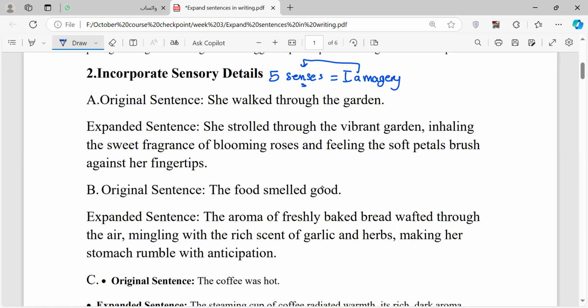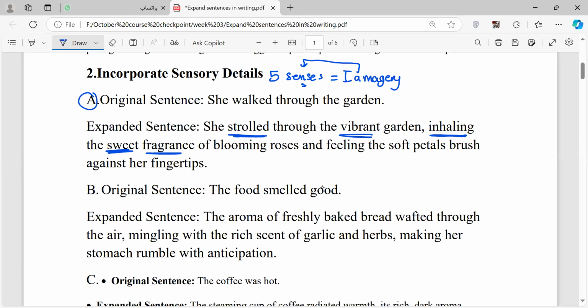Yes, let's read example number 1. Read, Abdu. Yes, sir. Example A, original sentence: She walked through the garden. Expanded sentence: She strolled through the vibrant garden, inhaling the sweet fragrance of blooming roses and feeling the soft petals brush against her fingertips. Thank you. Look at the words here that are related to the 5 senses.